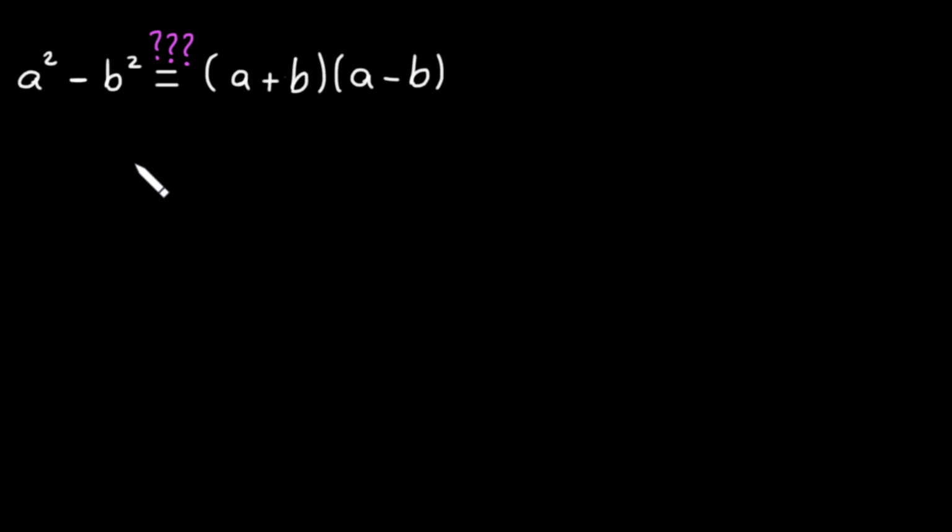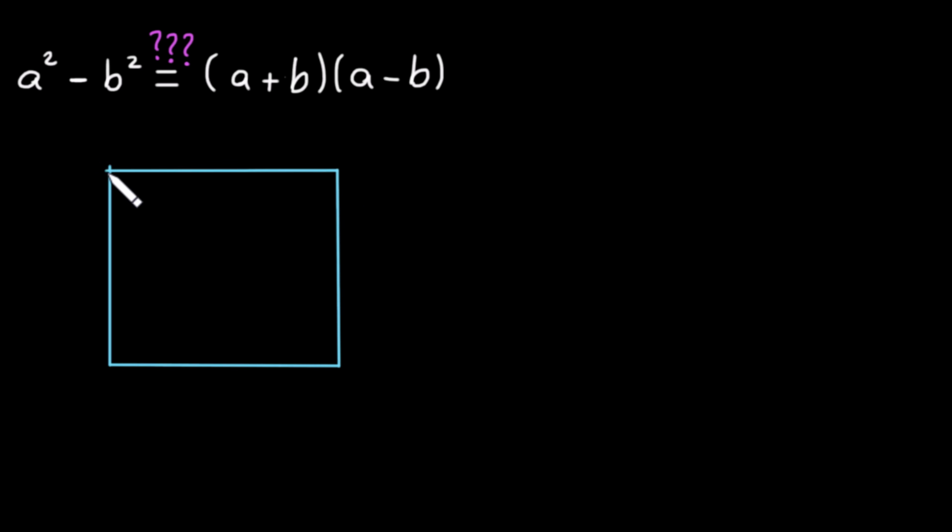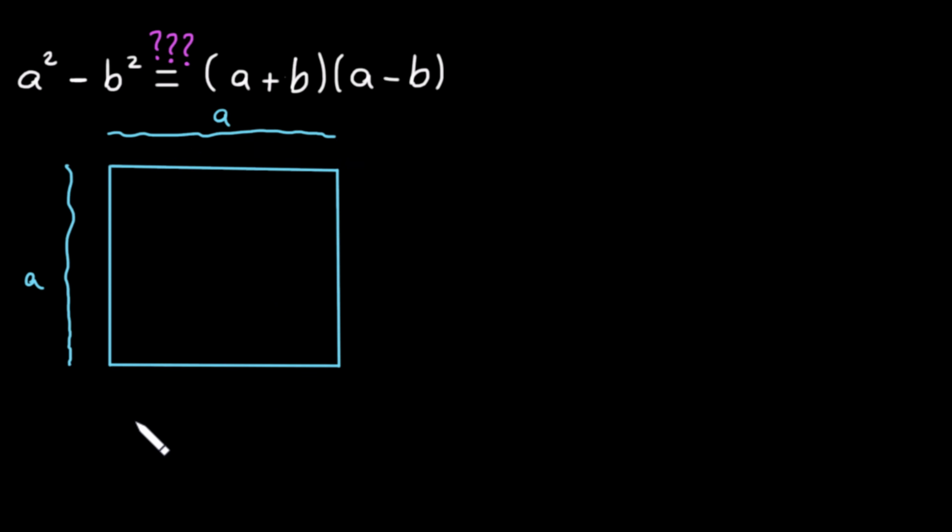Let's do it now. Let's say you have a square with the side a. So this length here is a, and this length here is a. Here a. So the area equals a square, because a multiplied by a equals a square. So the area of this square is a square.